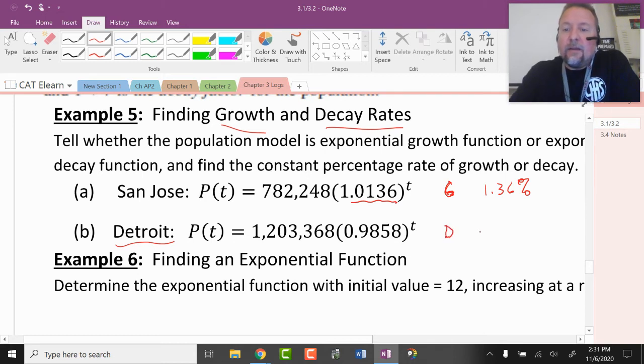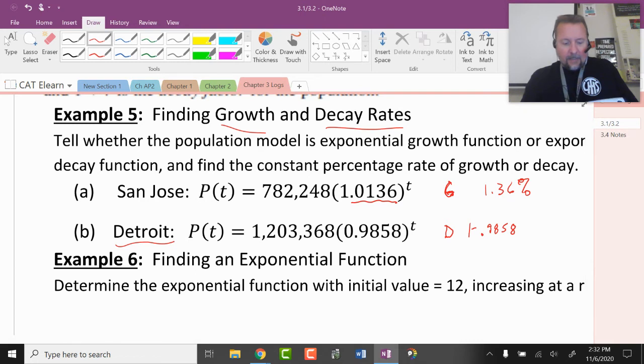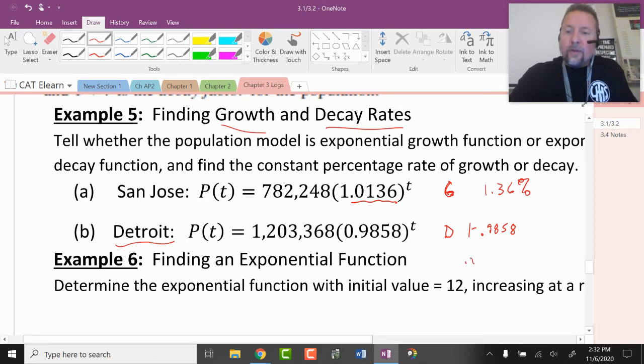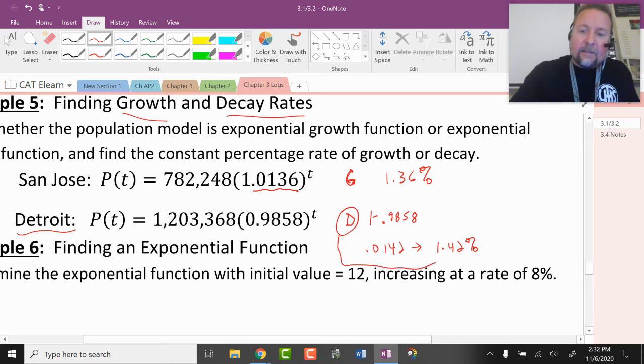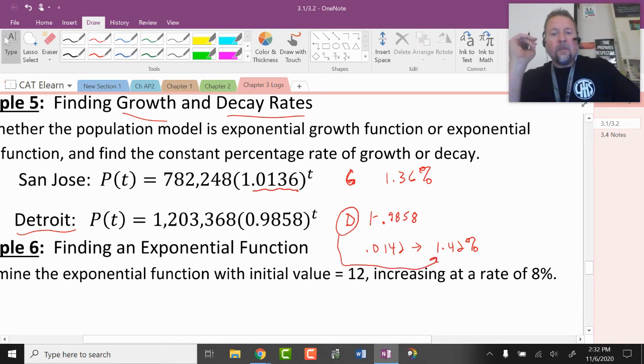Now, what's the decay rate? You can do 1 minus and then just say it's a decay rate. It is like a negative thing, but I guess I have to do this on the calculator too. 1 minus 0.9858, 0.0142. So that means it's a decay rate of 1.42%. Now, if you want to slap a negative on it, fine, but you're using the word decay on it, so I think you're fine.